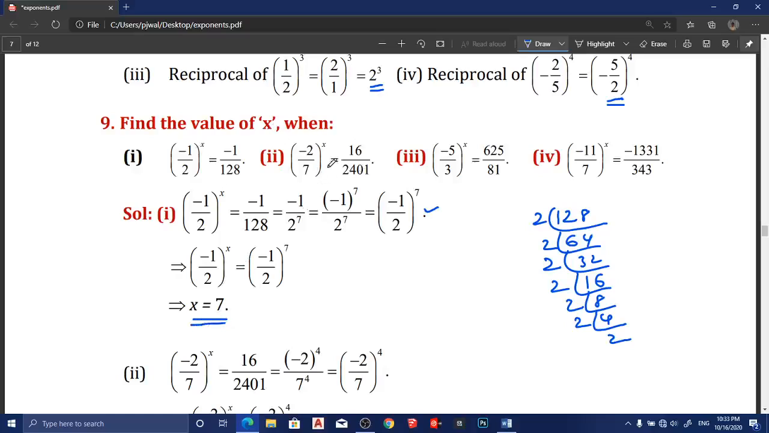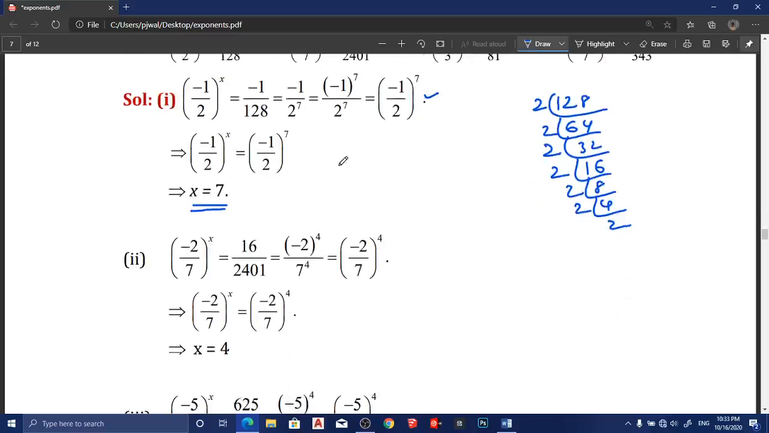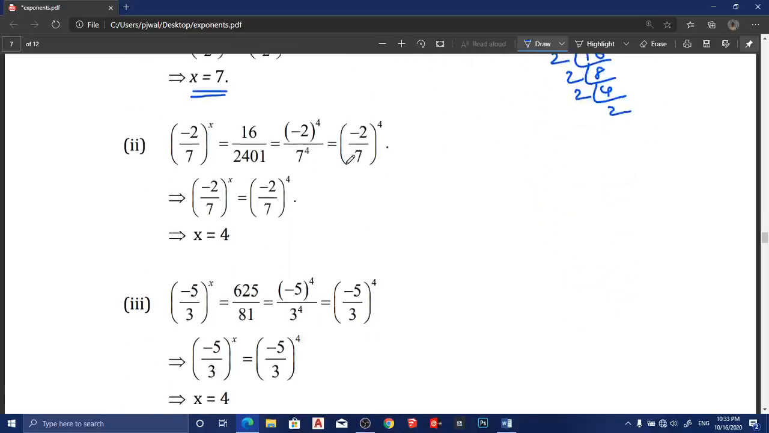Like this, take the second problem also. This is also minus 2 by 7 raised to the power of x is equal to 16 by 2401. I am keeping this left hand side like that only. Just I am changing this to the same bases like this. So see here in the numerator, here it is minus 2, and 16 is given. You can take this as 2 raised to the power of 4, because if you take the prime factorization, 2 8s, 2 4s, 2 2s, it is 2 into 2 into 2 into 2, which is 2 raised to the power of 4.